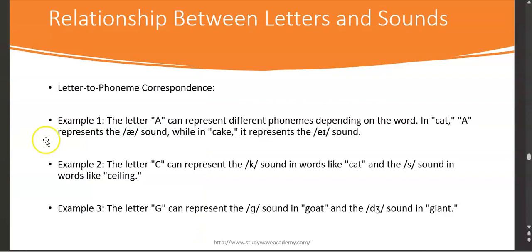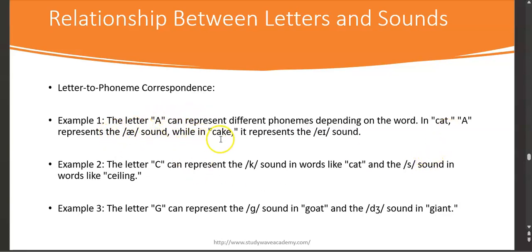Another relationship is letter to phoneme. We have letter A, sound A, for example in cat. Letter A, sound A again, in cake. Notice that there's a letter and the way we sound it can vary. We have cat, and cake, and both are letter A.